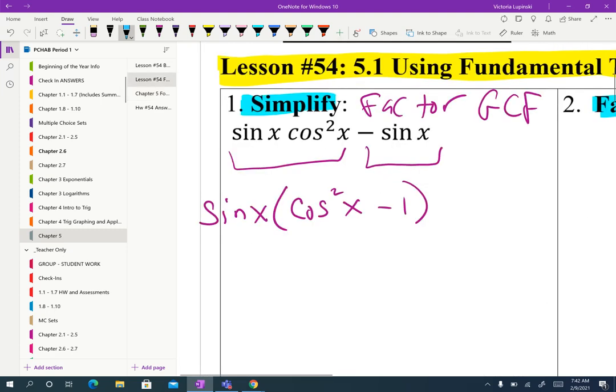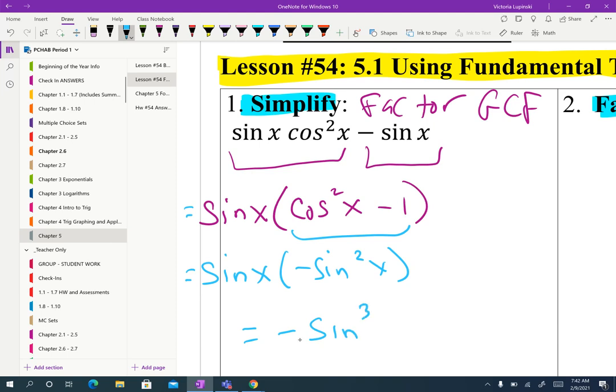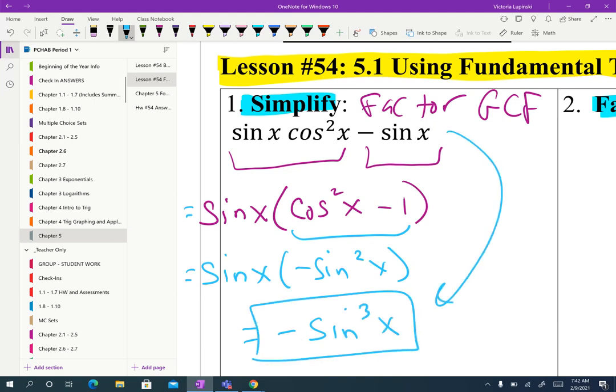So here in my notes, I'm going to go ahead and replace this cosine squared minus 1 with negative sine squared. That's still going to be multiplied by the original sine. And if you're multiplying a sine times a sine squared, you're going to get a sine to the third, and it's going to be negative. So this entire expression that you started with is in fact equal to negative sine cubed of x, and that's as far as you can go for now.